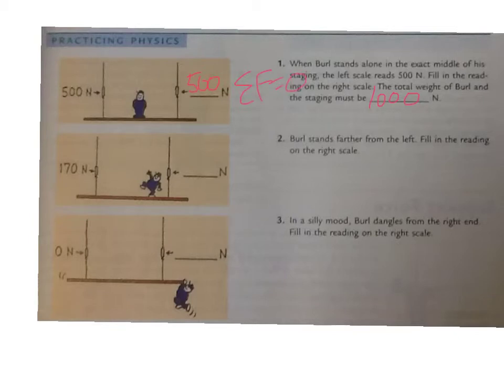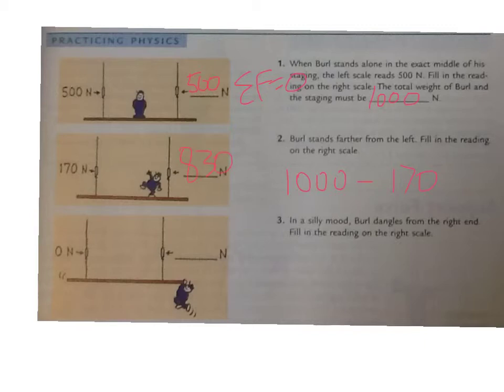But let's imagine Burl decides to move over to this side so that now this scale reads 170 newtons. So if he stands further from the left, what should this scale read on this side? Well, since we know from the first question that the sum of the rope tensions equals 1,000 newtons, and since the left rope has a tension of 170 newtons, then the other rope must have a tension of 1,000 minus that 170, or 830 newtons.